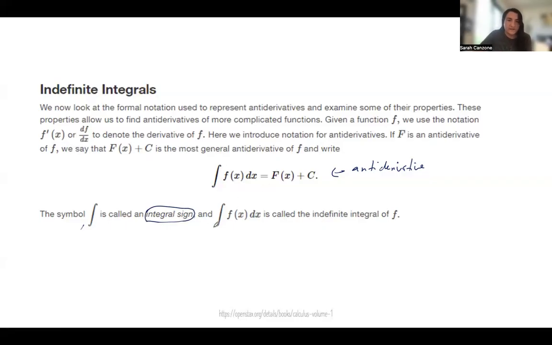So if we're looking at, say, the integral of f of x dx, this dx represents what variable we're taking the antiderivative with respect to. This is called the indefinite integral. And this word indefinite does in fact matter, so I'm going to highlight this. We have a difference between indefinite and definite integrals. In fact, we're going to have a whole section on definite integrals in two sections, where we will talk about how to compute those. But right now we're just talking about indefinite integrals.